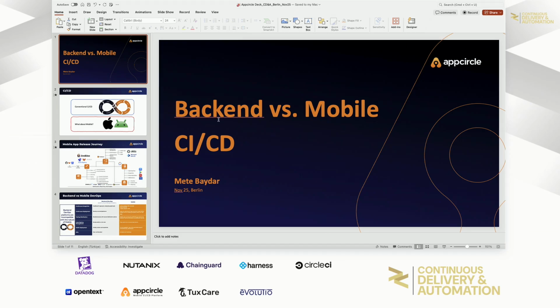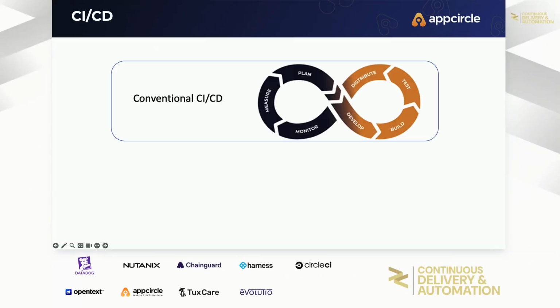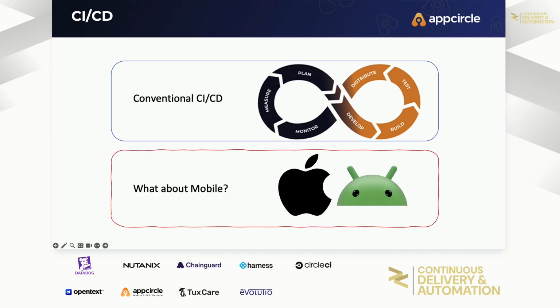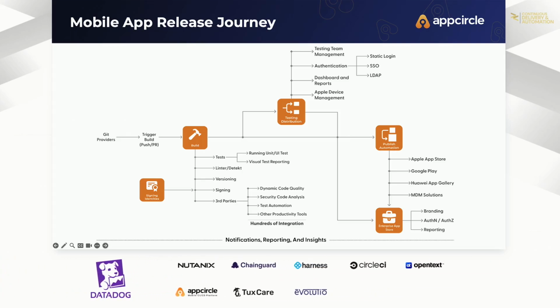So let's try to understand, first of all, what is the difference between backend and mobile CI/CD. Almost everyone here, except me, probably already knows what CI/CD is, this eternal symbol of DevOps. But what about mobile? Mobile practices are completely different. Let me give you the big picture of the release cycle of a mobile application. Maybe most of you already know that.